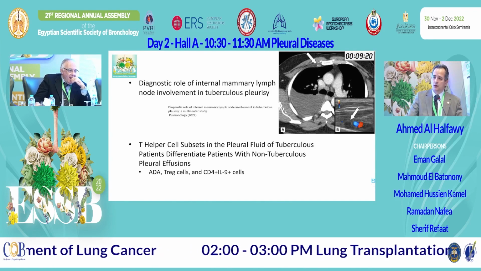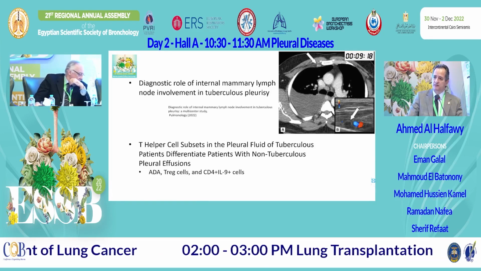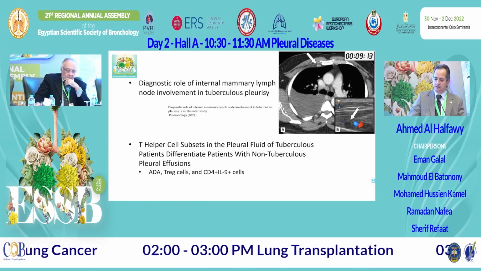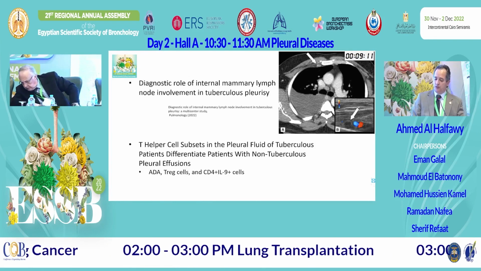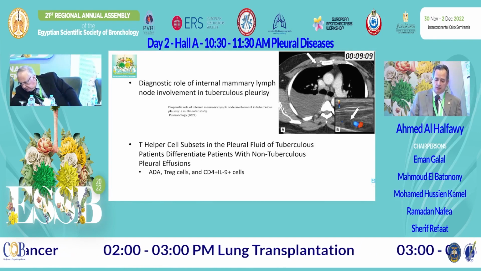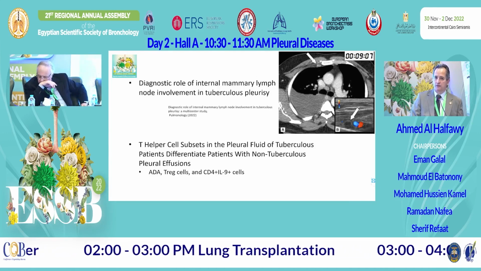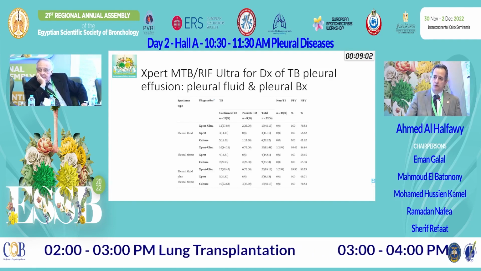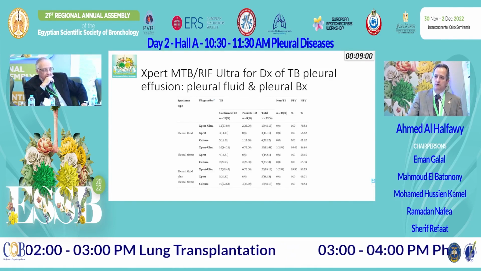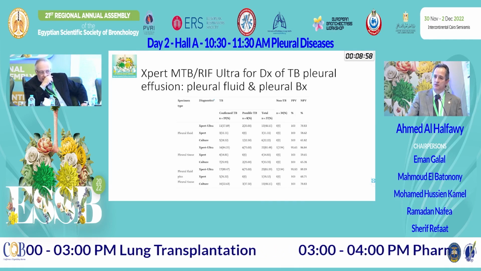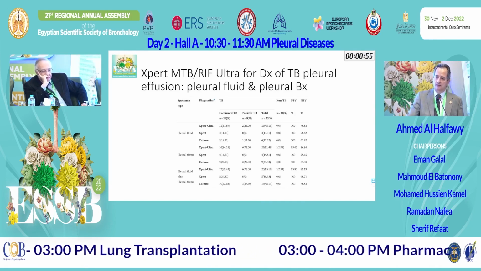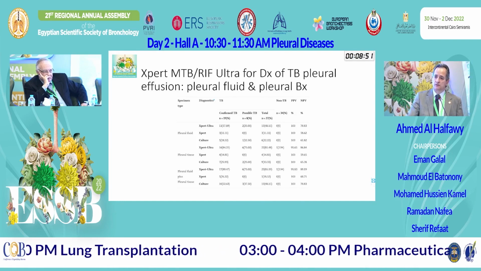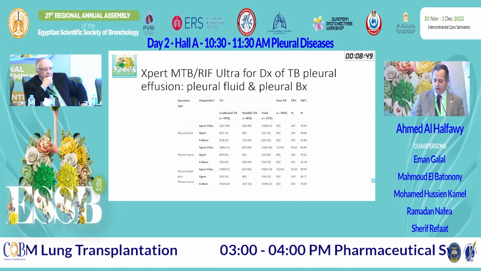You can also look for some T helper subsets in the pleural fluid to diagnose tuberculosis, the TREC cells, the CD4 positive interleukin 9 cells. These will be available in the future. We used to order GeneXpert. Now the GeneXpert Ultra is a more sensitive and more accurate means of detecting TB in pleural effusion.